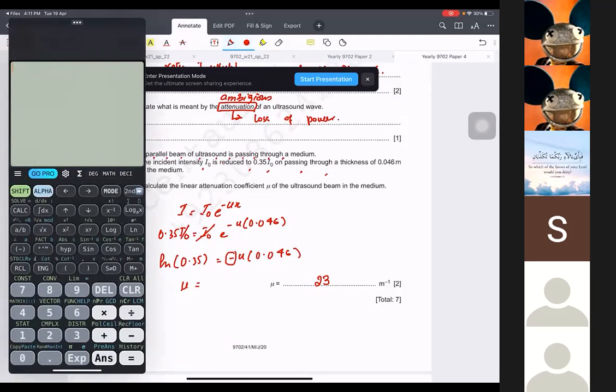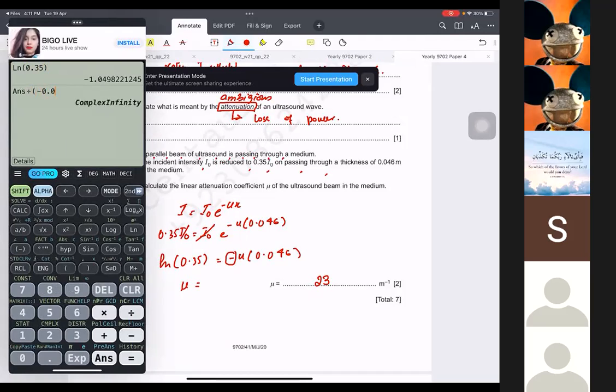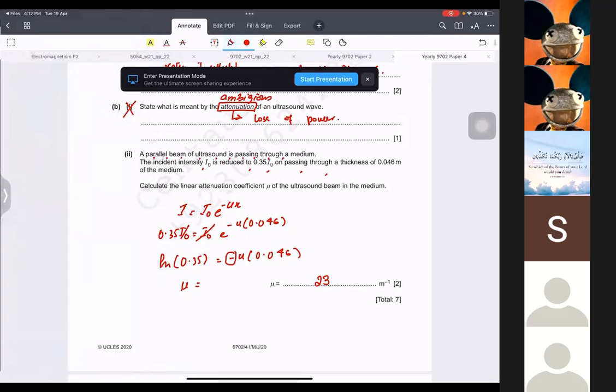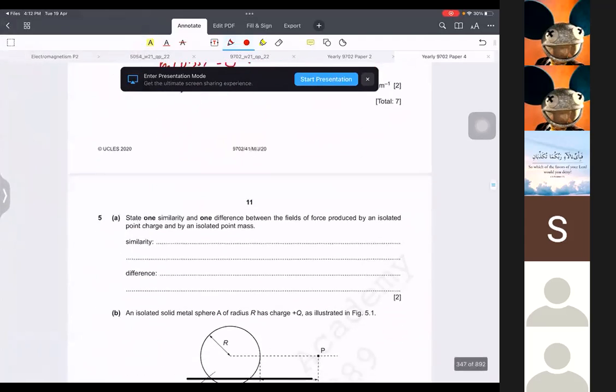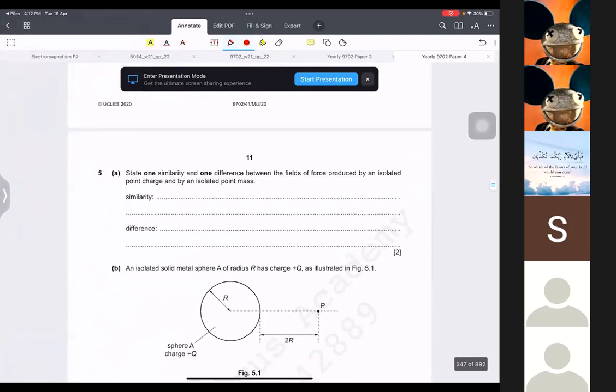Now I'll show you. When you take ln of 0.35, it is a negative value. So minus and minus cancel out, Lisa, when you divide it by minus 0.046. Later you can check it. So I also said the same. You didn't put the minus. No, I said it's 22.8. I never said it's negative. The minus sign is there. Okay. I never said that.